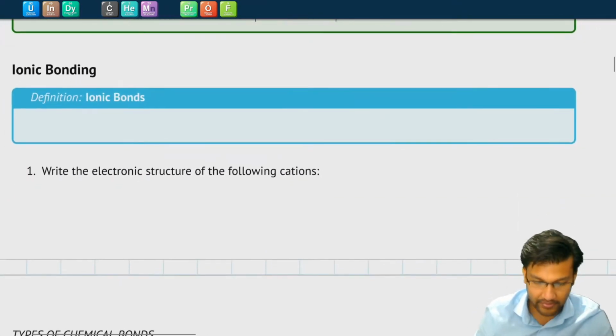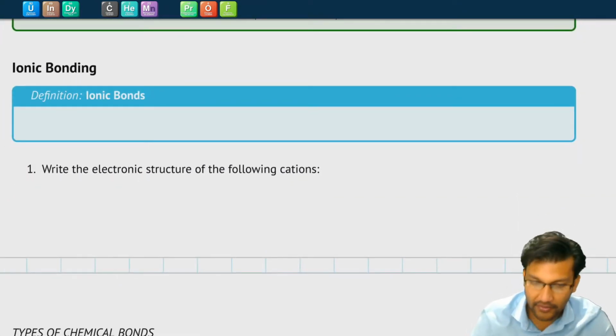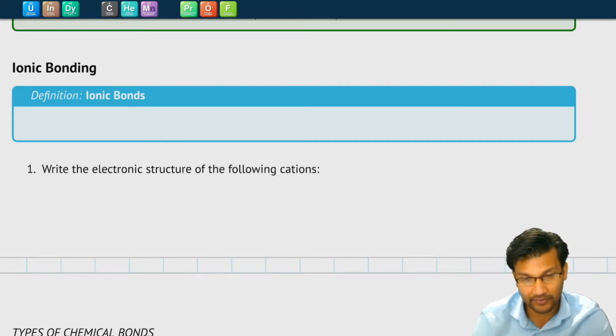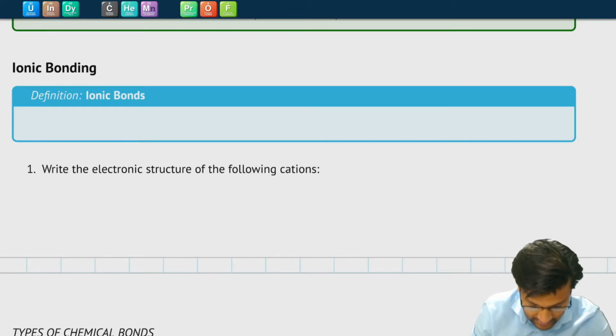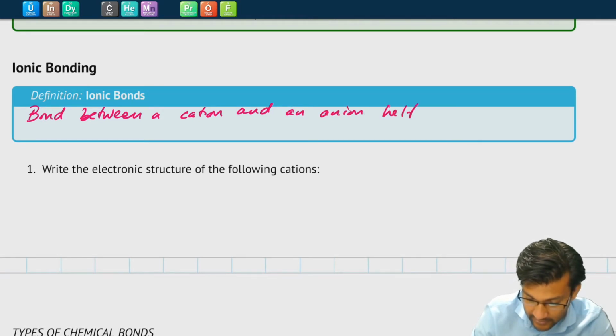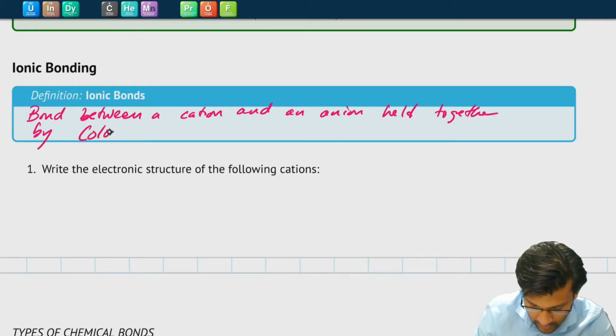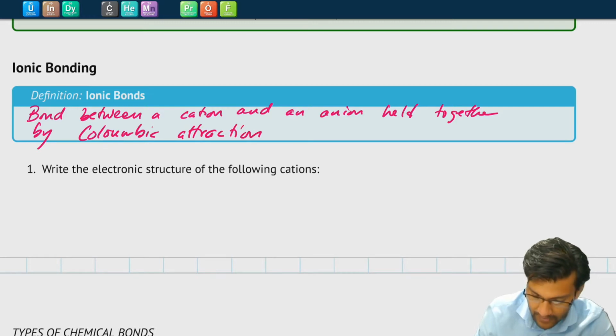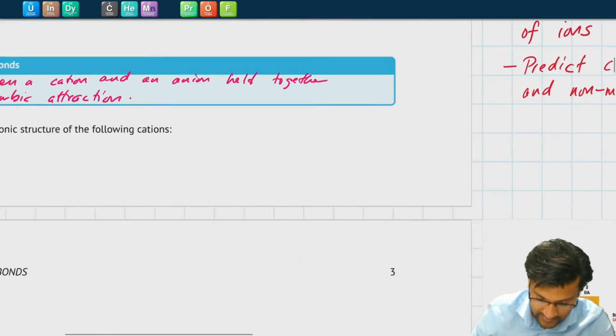So what is an ionic bond? Well, we talked about how it is the attraction between a cation with a positive charge and an anion with a negative charge. So it's a bond between a cation and an anion held together by Coulombic attraction. What is Coulombic attraction?